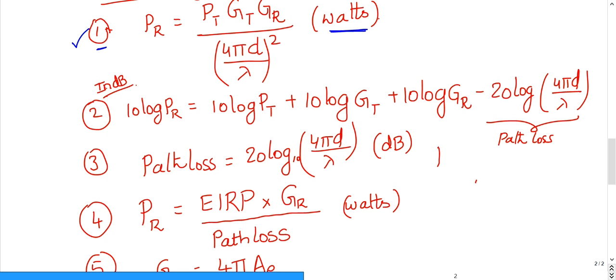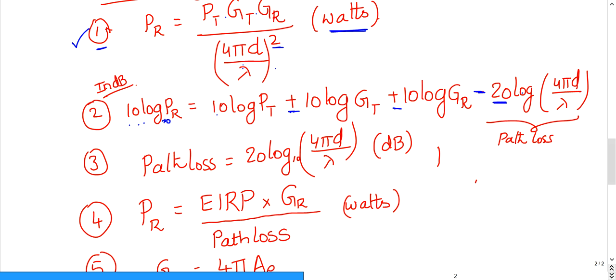Now if you want the same expression in dB, just apply 10 log to the base 10. All are base 10; I have not indicated it because it is understood. Apply 10 log on both sides. Multiplication in the normal domain becomes addition in the logarithmic domain. And division becomes subtraction, and this square is there, hence 2 into 10 becomes 20 log 4 pi d by lambda.